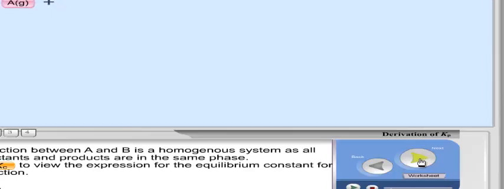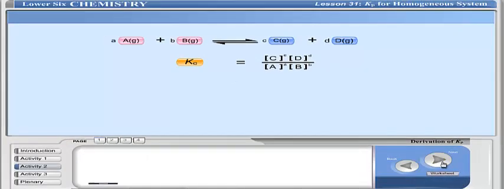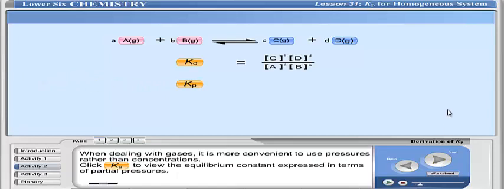The reaction between A and B is a homogeneous system as all the reactants and products are in the same phase. Click the Kc button to view the expression for the equilibrium constant for this reaction. When dealing with gases, it is more convenient to use pressures rather than concentrations. Click the Kp button to view the equilibrium constant expressed in terms of partial pressures.